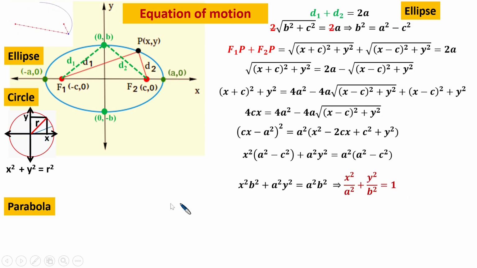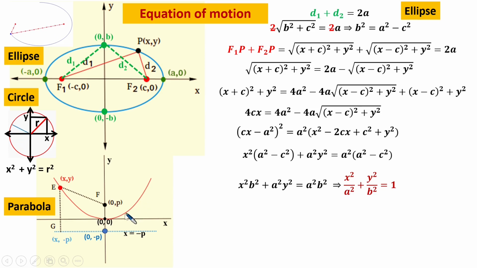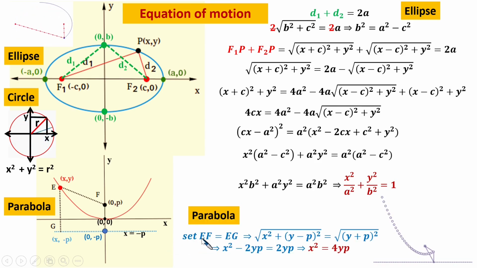Similarly for a parabola, this is your parabola, and here the condition is that the distances eg and ef are equal. So for a parabola, with this condition ef is equal to eg, I can do similarly. This distance is the square root of x minus 0 the whole square plus y minus p the whole square. That is equal to eg, which is x minus x is 0, then y plus p the whole square. So just square it and rearrange it, you will get x square equals.